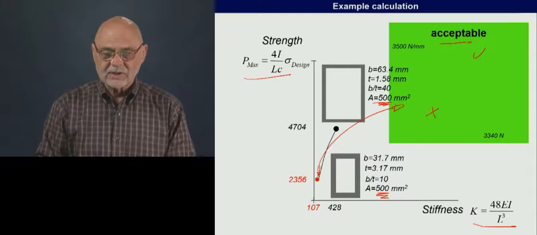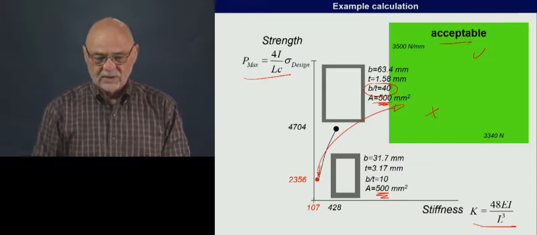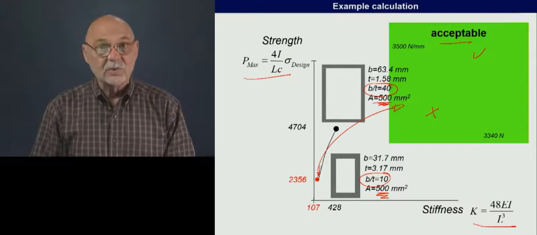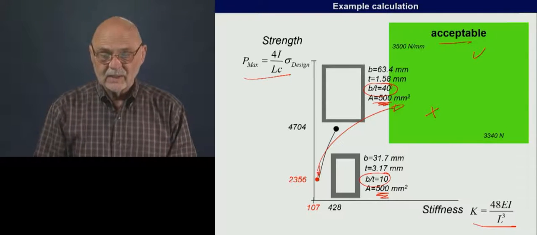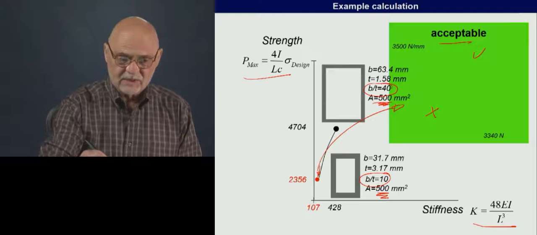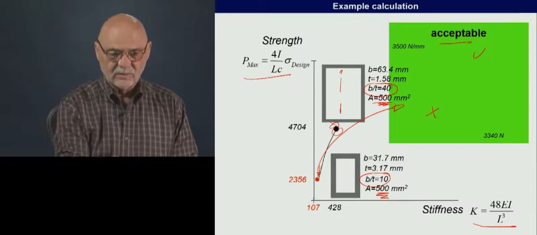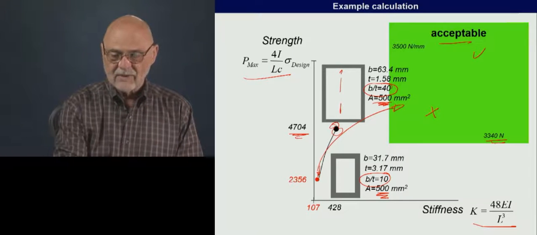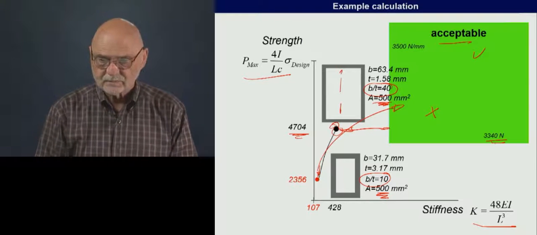Here's using the same cross-sectional area, but we've just changed the B over T ratio from 10 to 40. So we still have a thick wall design that will fail by yield, but it has a higher B over T, which means it's a little bit taller, and it has better performance. Now we actually are meeting the strength requirement, but we still have a gap to the stiffness requirement.